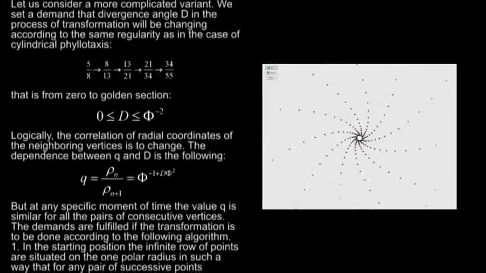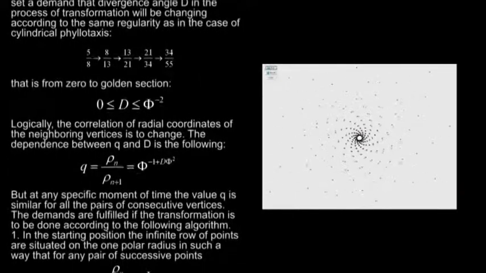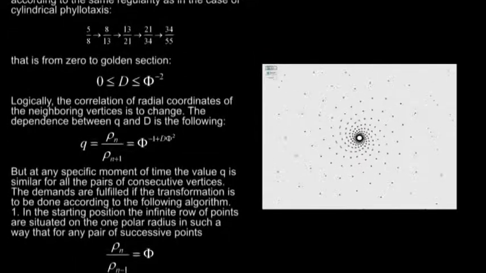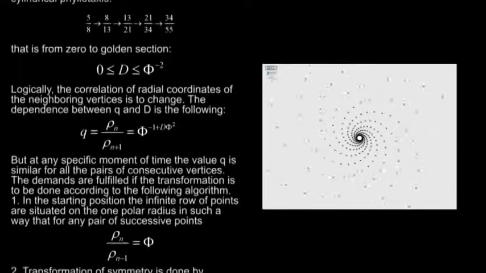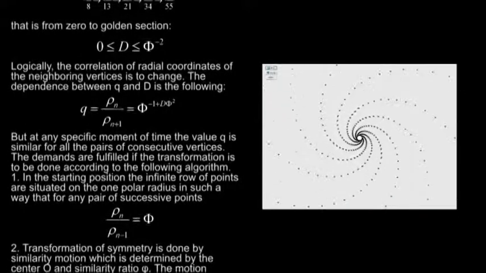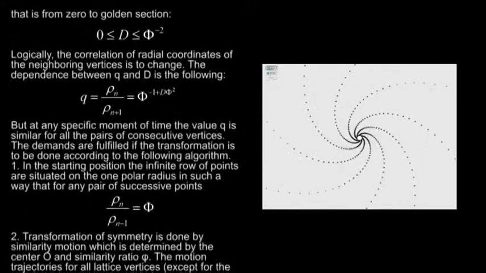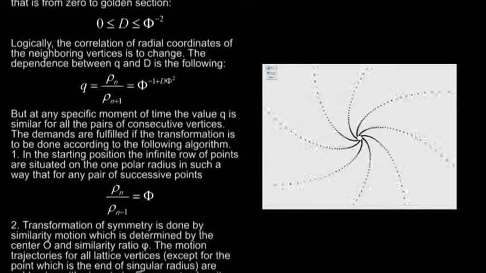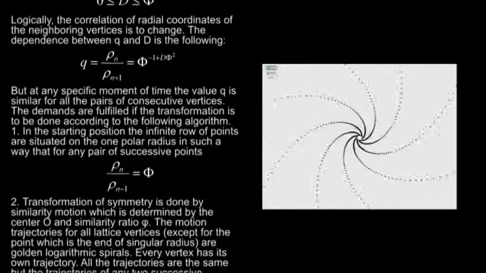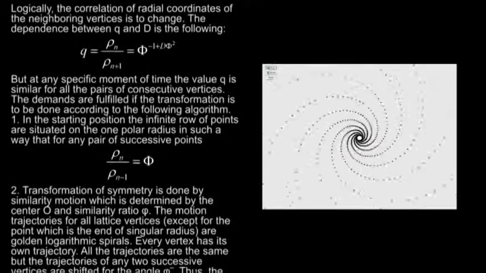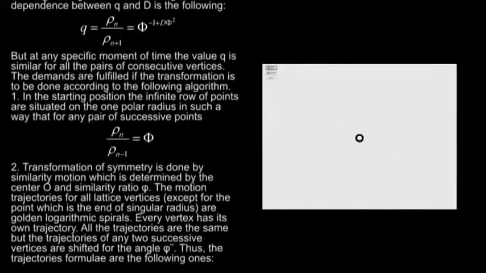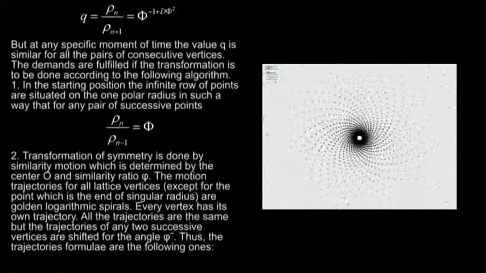We set a demand that the divergence angle d in the process of transformation will be changing according to the same regularity as in the case of cylindrical phyllotaxis, that is from 0 to the golden section. Logically, the correlation of radial coordinates of the neighboring vertices is to change. The dependence between Q and d is the following. But at any specific moment of time, the value Q is similar for all pairs of consecutive vertices.